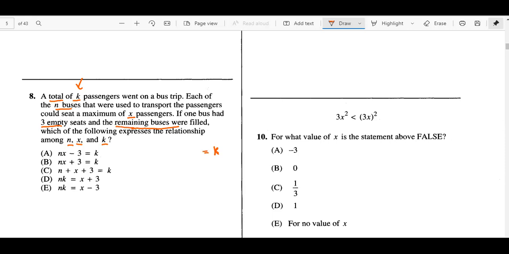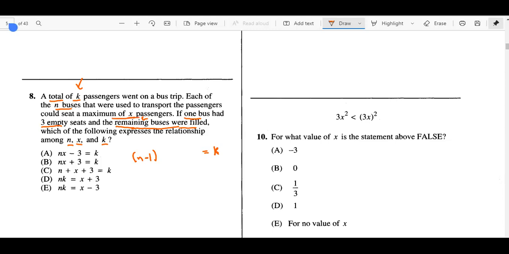So remaining buses would be, if n was the total number of buses, remaining buses would be n minus 1. Like we're not talking about this one bus, we are talking about the remaining buses. So we will have n minus 1 into what? N minus 1 buses were filled. Filled means that the passengers could seat a maximum of x passengers, right?